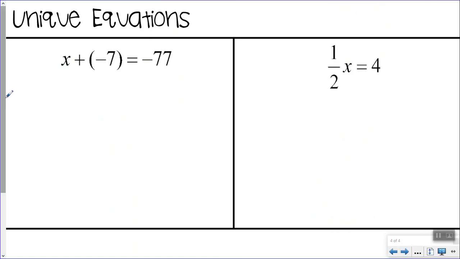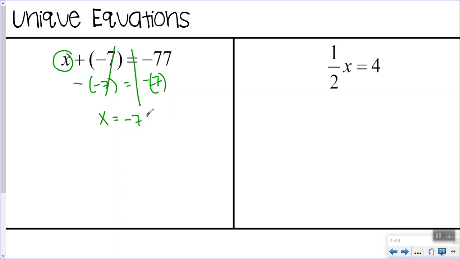These are a little different than what you might normally see, but our process still remains the same. In our first example, I'm going to circle my variable group. I see that we're doing addition, so I'm going to undo that by subtracting the exact same number as we were adding. So now, -7 minus -7 is 0. Remember that any number minus itself is equal to 0. On the left, we're left with x, and on the right, -77 minus -7 is -70.